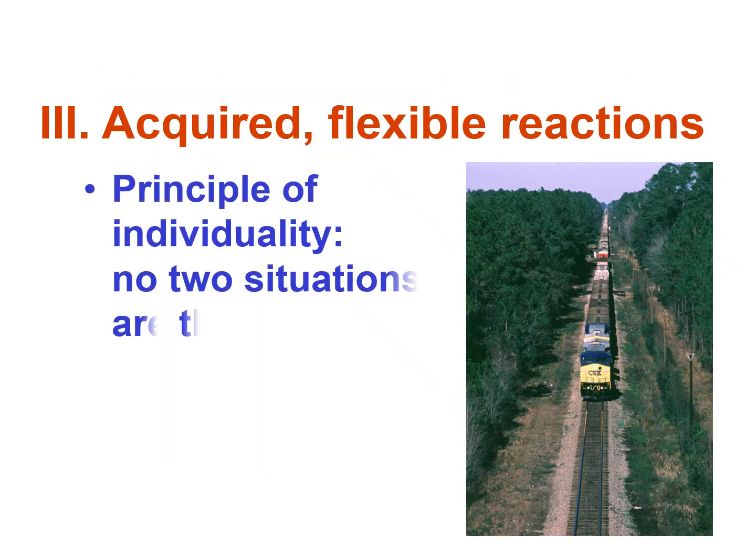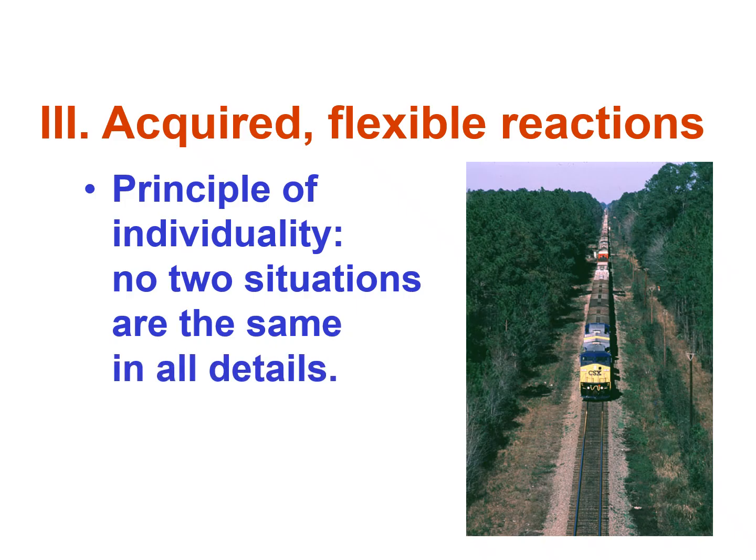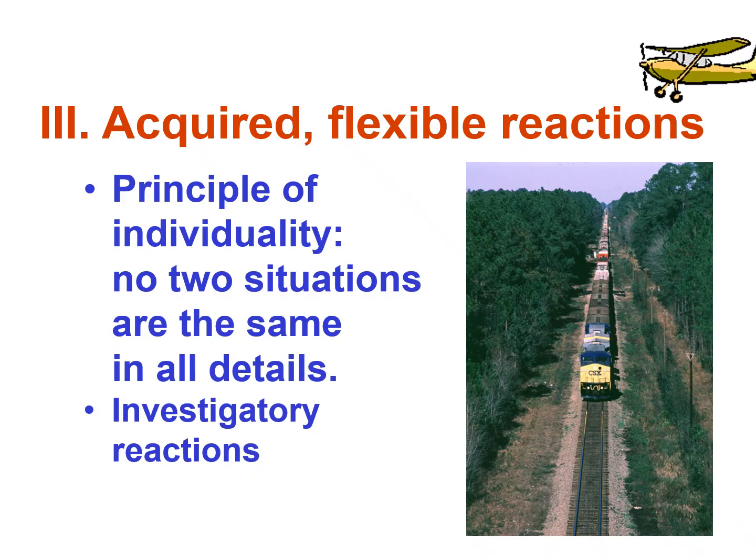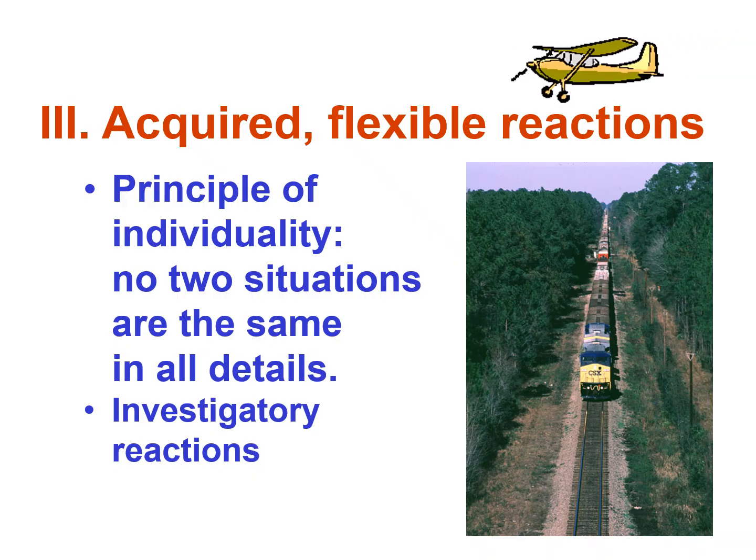Little Albert and Phyllis need to replace their automatic, inappropriate reactions with type 3 reactions. Type 3 reactions are based on the principle of individuality, that no two situations are the same in all details. If we examine the details close enough, we can always find differences. These reactions are also called investigatory reactions. Instead of jumping to conclusions, we investigate the unique aspects of a situation.